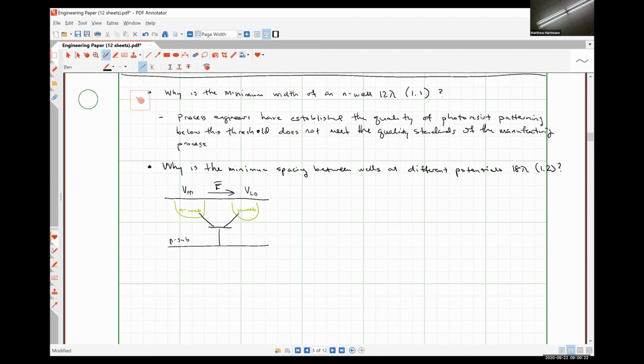So the minimum spacing is to prevent turning on the parasitic transistor formed between the N wells and the substrate. Alrighty.